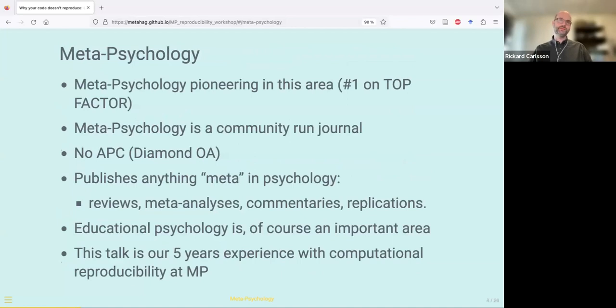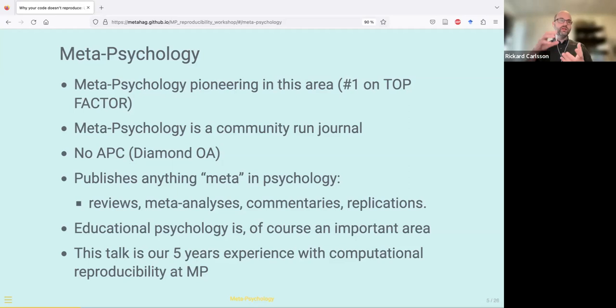So the slide, yeah. And this is where we think that we are being pioneering, in the journal Metapsychology. Metapsychology is rated number one on TOP Factor. I'm not sure if everyone knows about TOP Factor, but it's kind of like an alternative to Impact Factor, whereas instead of citations, we look at how transparent and open journal practices are. So we look at things like data sharing, pre-registration, reporting guidelines and everything like that. And there are several hundreds of journals ranked there, mostly social science journals, but also journals like Science and Nature.